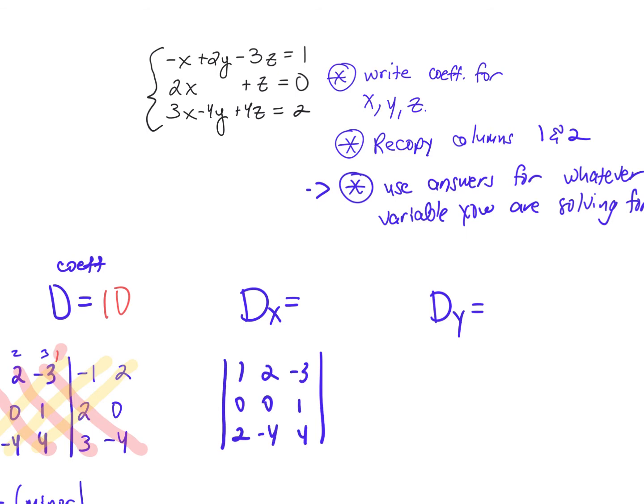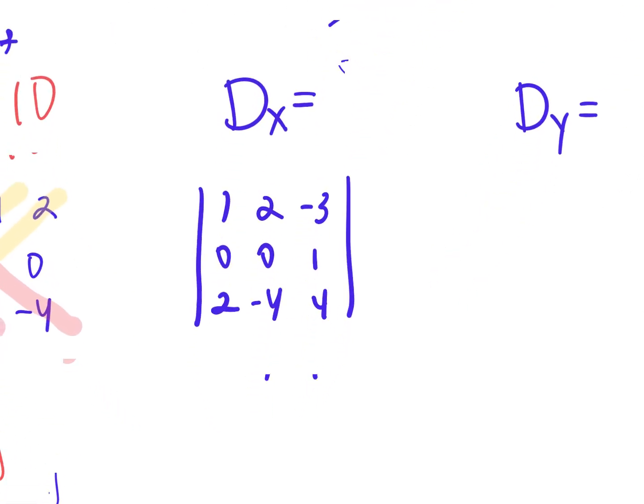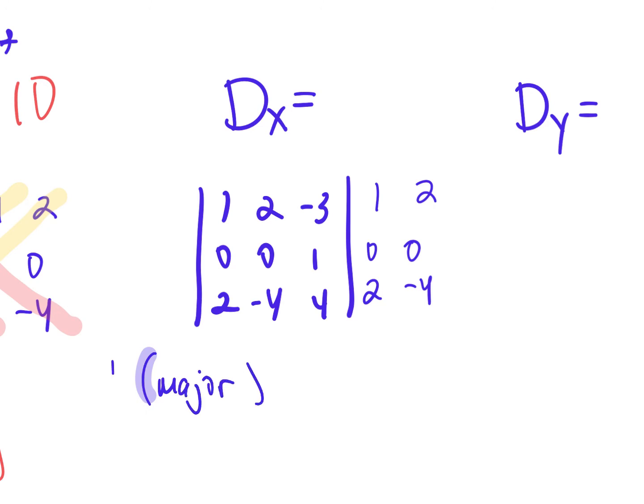Now, before I can do my 3 diagonals for my majors and my minors, what do I have to do with the first 2 columns? I have to rewrite them. So 1, 0, 2, good. 2, 0, negative 4. So we take our majors, right? It's major minus the minor. And you guys are welcome to bring in color pencils and stuff like that.